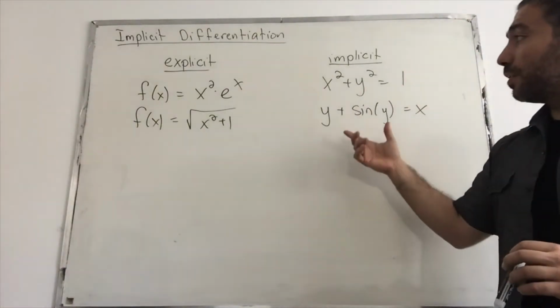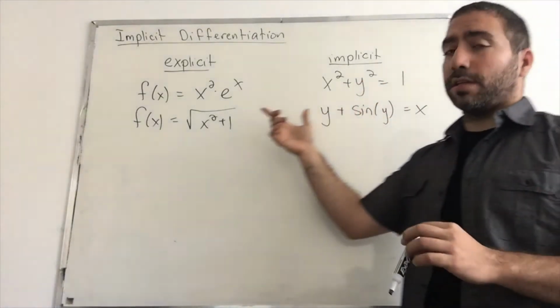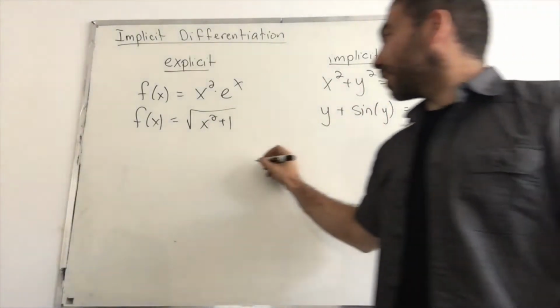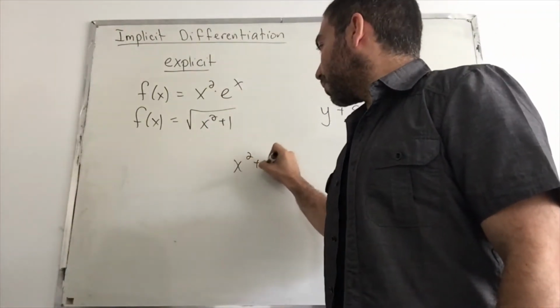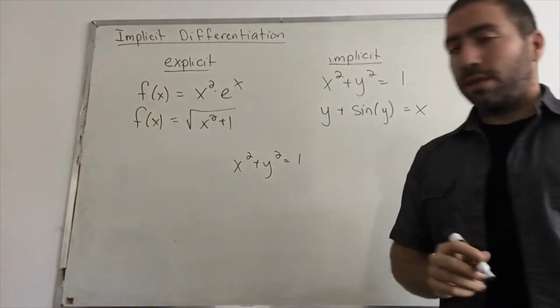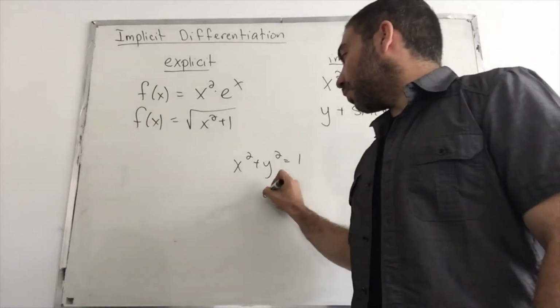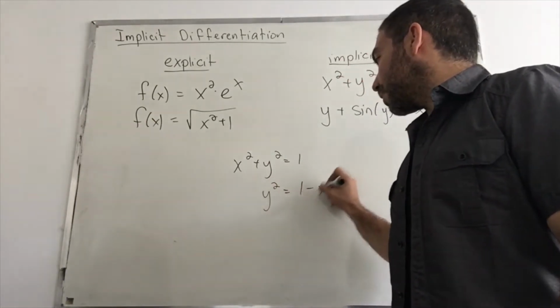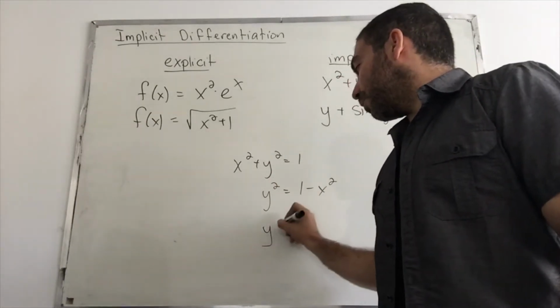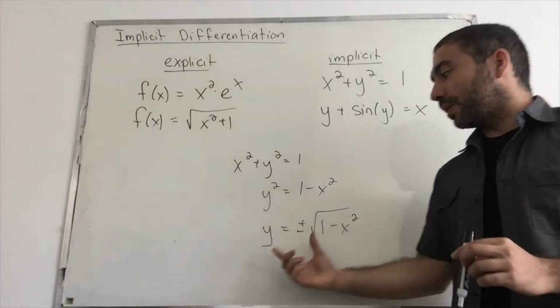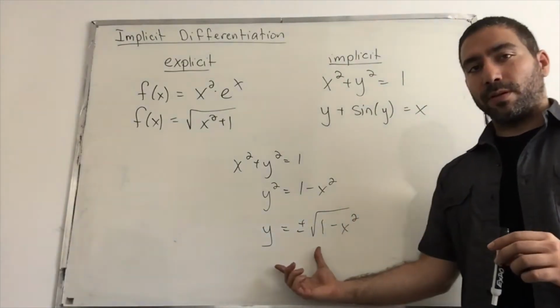Why do we want to look at functions implicitly? Because if you think about it, we could take this first function here, x squared plus y squared equals 1, and just solve for y. We move the x squared over, we have y squared equals 1 minus x squared, then we square root both sides, we get y equals plus minus the square root of 1 minus x squared. So we can express the function this way.